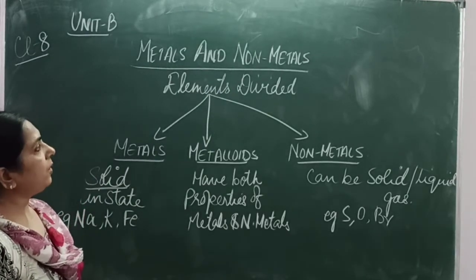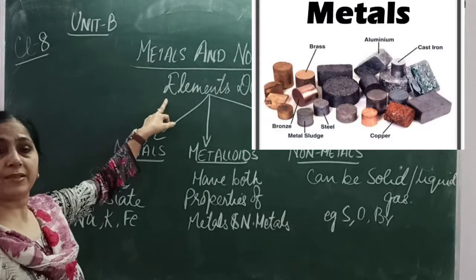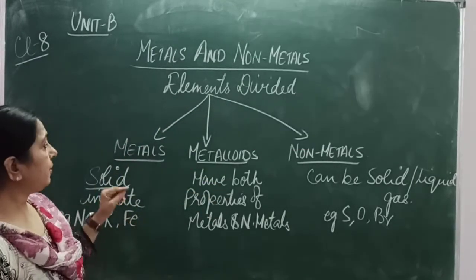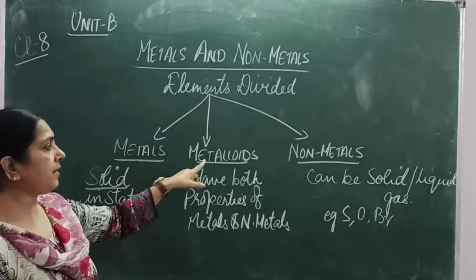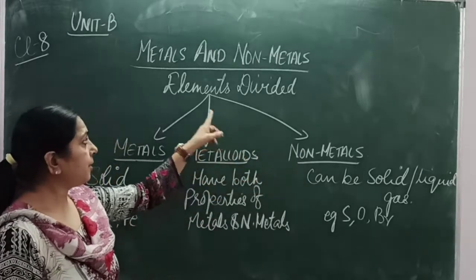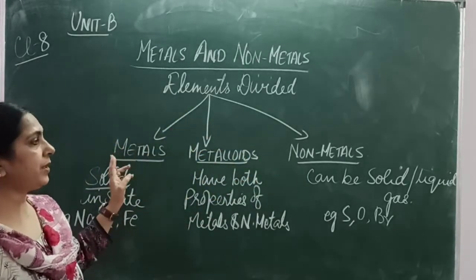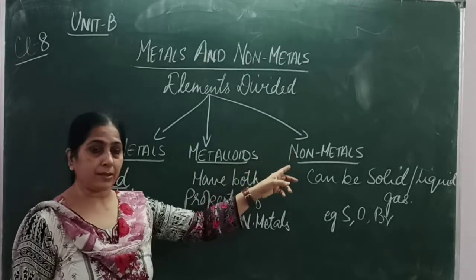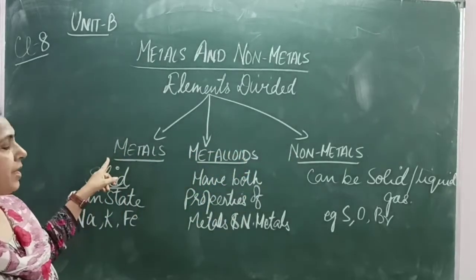Now we are going to understand what are metals and non-metals, right? So all the elements you see, they are divided into three categories. The first one is metals, second is the metalloids, and the third is the non-metals. Okay? So elements can be divided into three categories: the metals, the metalloids, and the non-metals. Now let us understand what are metals.